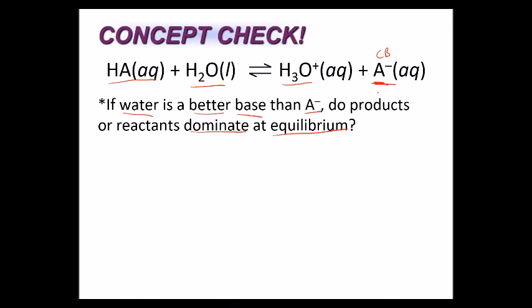So definitely, if water's acting as a better base and attracting the H pluses to it, that means it's going to go this direction. So yes, the products are going to be the ones that dominate at equilibrium. Now, the opposite is true. If this conjugate base was a better base than the water, it would go the other direction and reactants would dominate at equilibrium.